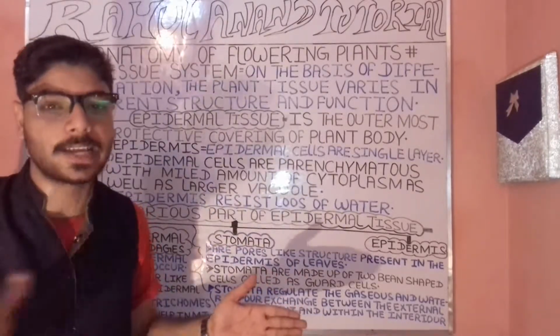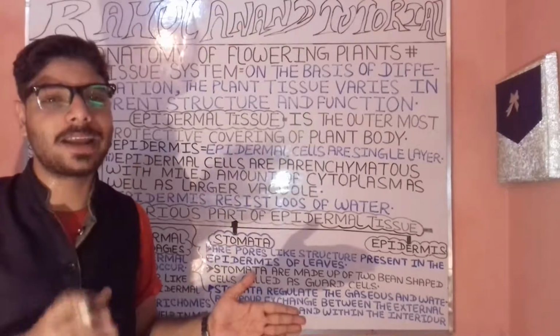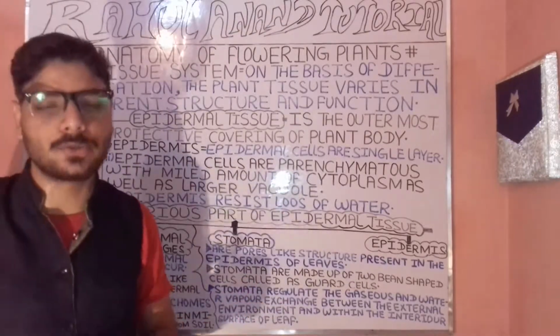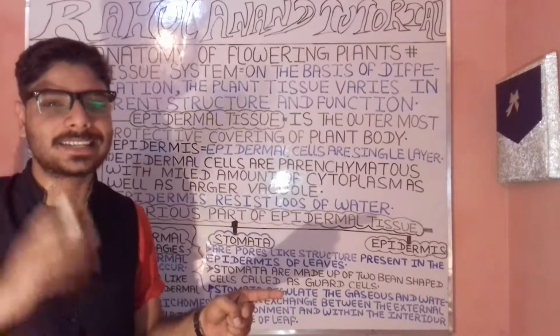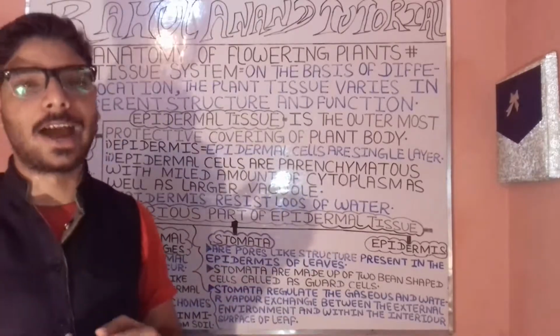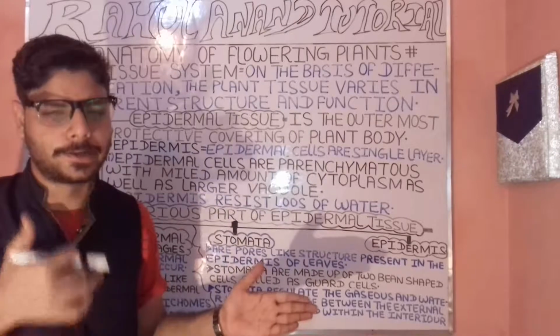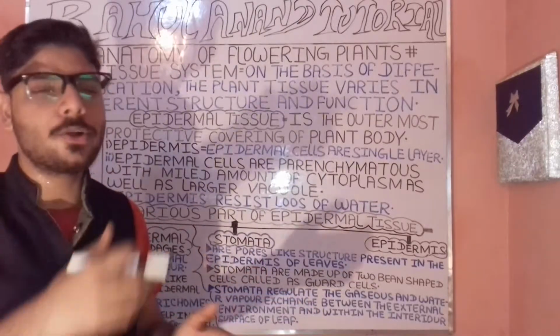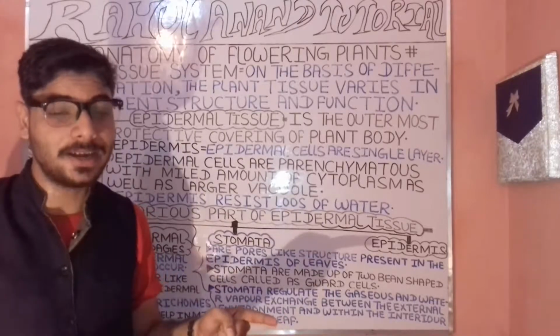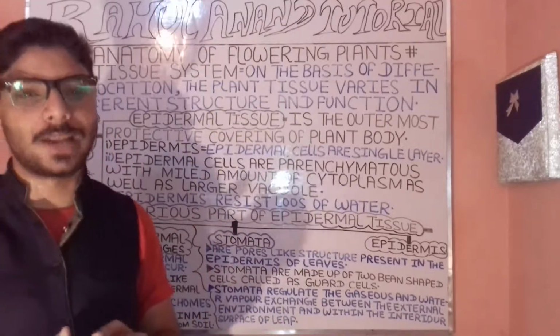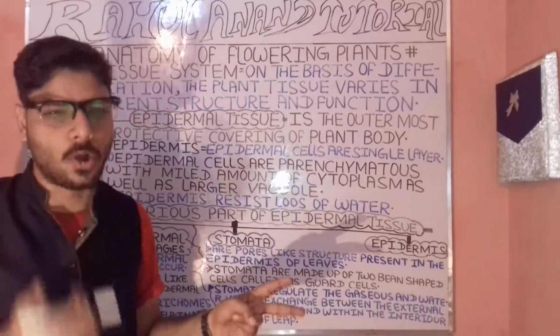After that you have the secondary meristem. In the secondary meristem we have the lateral meristem, which is further divided into the cambium. So we have the vascular cambium as well as the cork cambium.